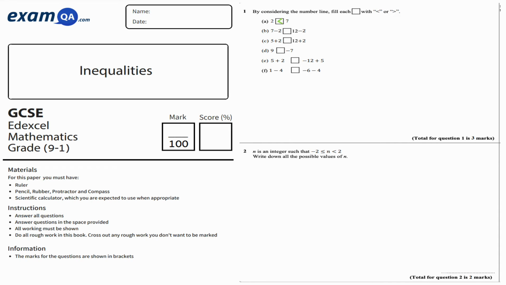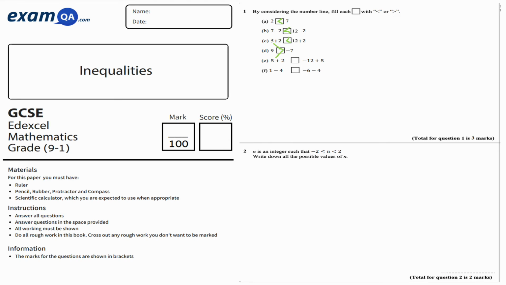Part B, 7 take away 2 and 12 take away 2. Well, that's going to be bigger, because 12 take away 2 is 10, and 7 take away 2 is 5. Next one, that's going to be bigger again. Next one, 9 is bigger than negative 7.